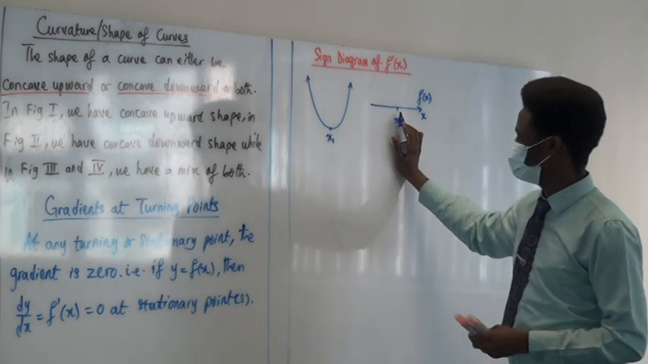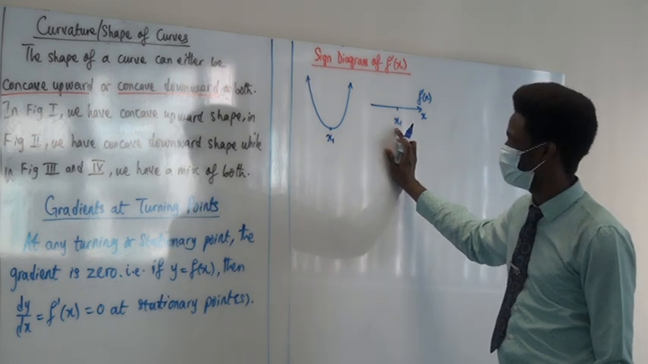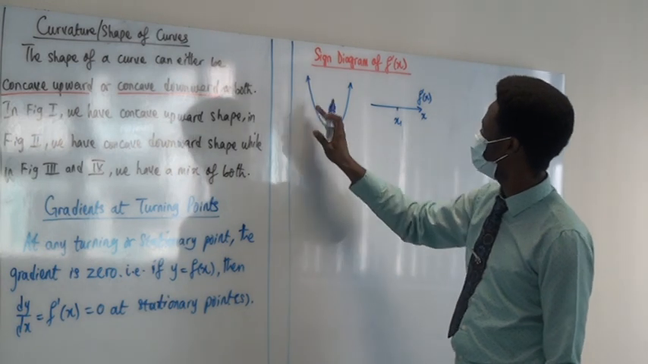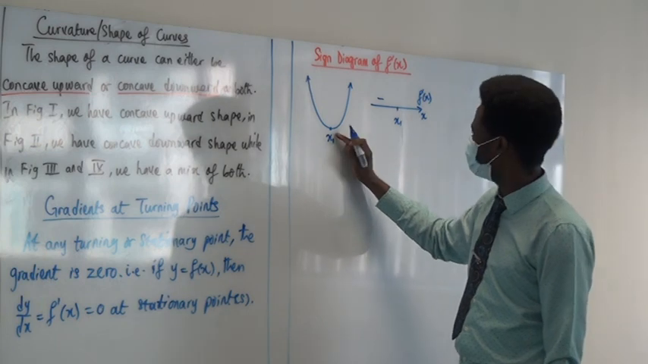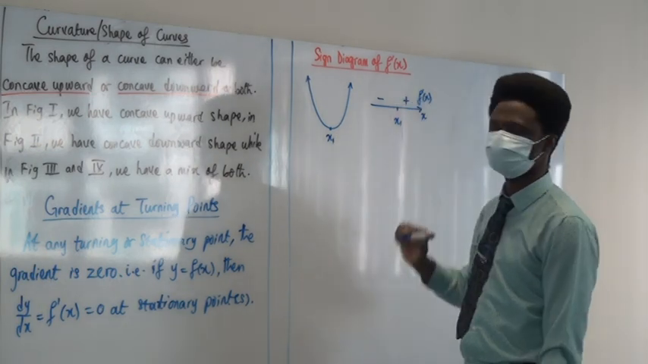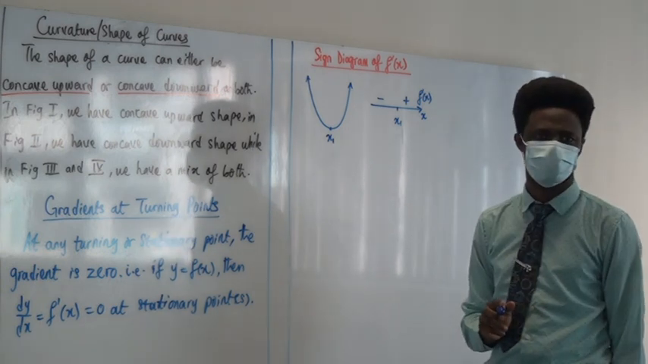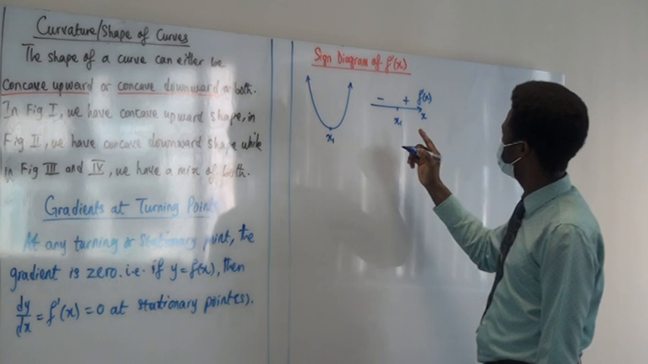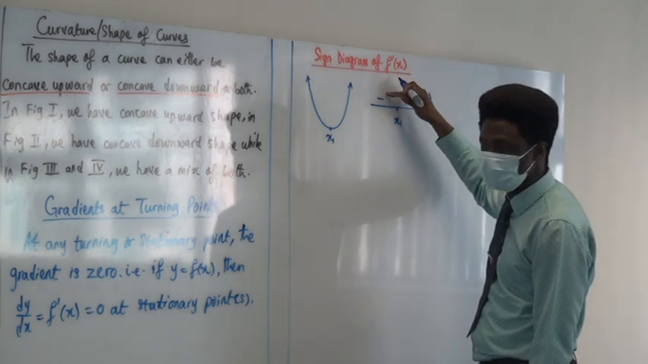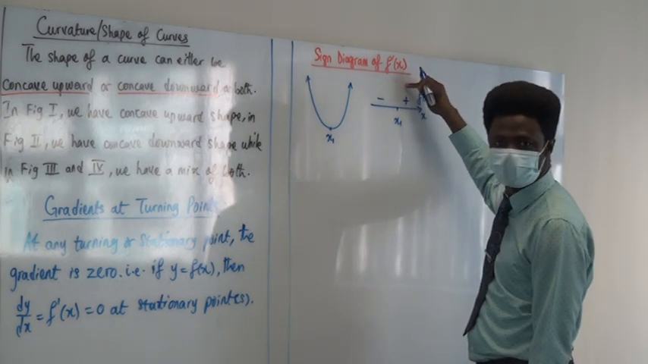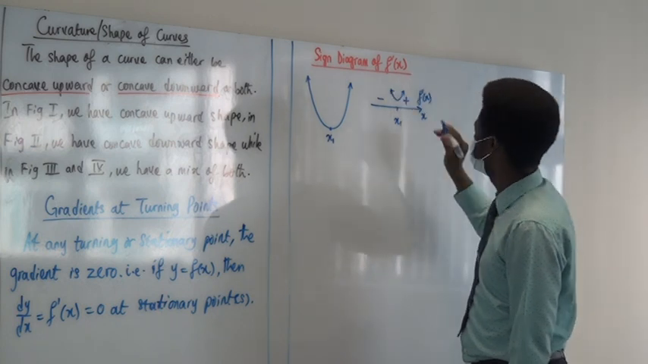You will notice that there's a change in sign at x1, right? Before x1, what is the gradient? Negative. And after x1, what is the gradient? Positive. This is how you know the curvature. You could see clearly, it was negative first, then positive. So this is how we find the curvature sometimes.